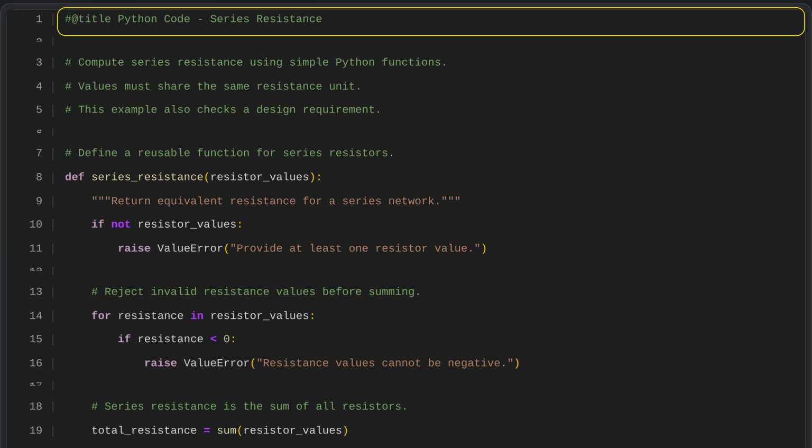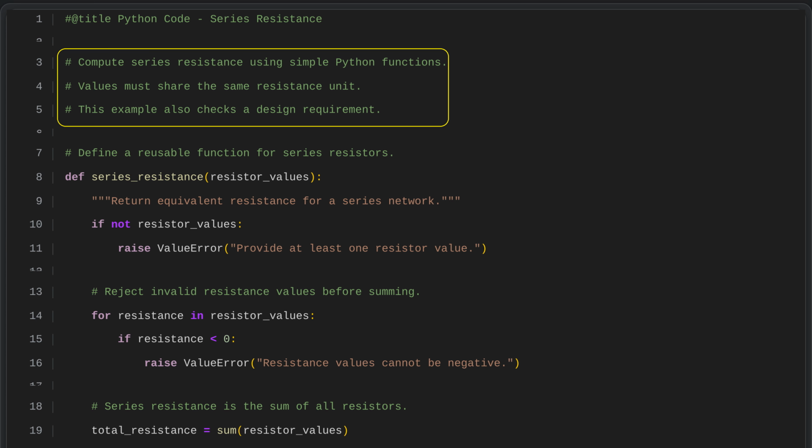Python code, series resistance. Use simple Python functions to calculate total resistance in a series circuit, making sure all resistor values use the same unit. The example also shows how to check whether the circuit meets a design requirement.